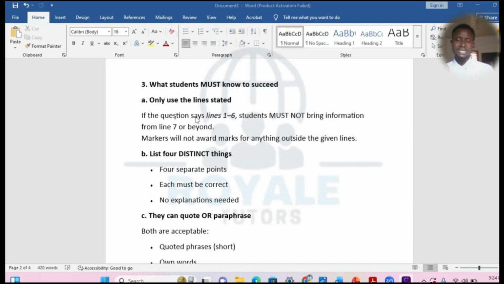If the question says pick your answers from lines 1 to 6, you must not bring information from line 7 or beyond. Don't do that. If the question says you are to stick to lines 1 to 5, you must not go to line 6 to get an answer. No way. Markers will not award marks for anything outside the given lines. I'll repeat that. Markers will not award marks for anything outside the given lines.